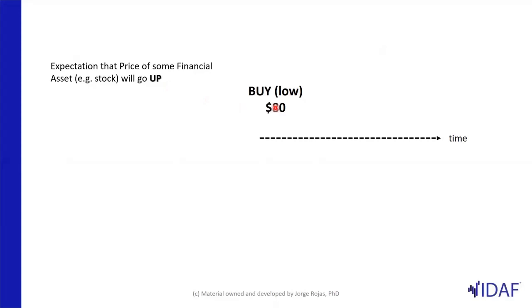In this case, I simply buy it. And if I am correct in my expectation and the price actually goes up, I can profit from this. In this case, $20 profit. Of course, I want to buy an asset if I think that the price will go up. It wouldn't make any sense to buy something that you think the price will go down.